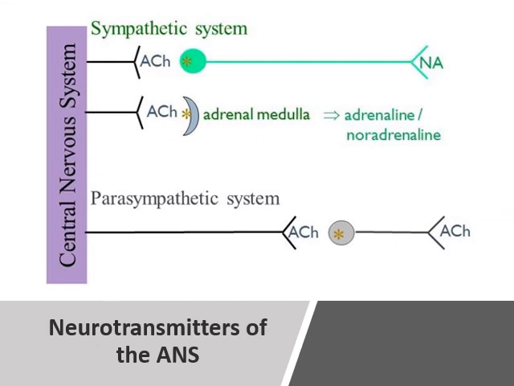On the basis of the neurotransmitter released, the autonomic fibers are divided into cholinergic fibers and adrenergic fibers. At the same time, the receptors which are activated by acetylcholine are called cholinergic receptors, and those activated by noradrenaline are called adrenergic receptors.